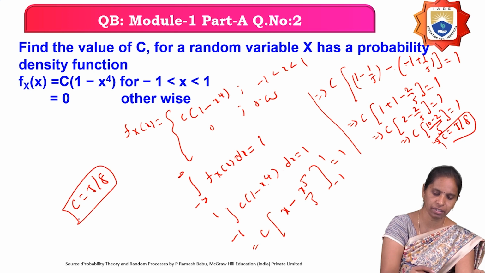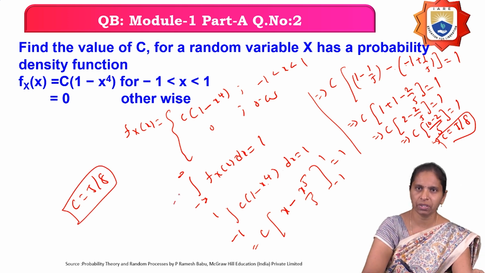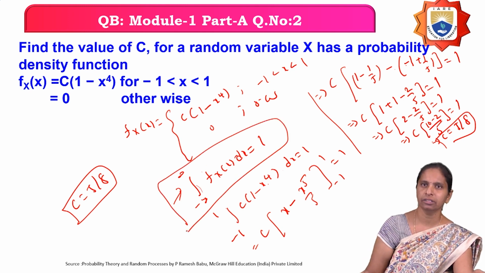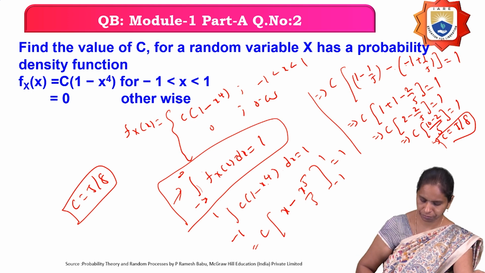Which can be calculated by using the properties of the probability density function. The area under the density function is equal to 1. This is the formula to calculate the value of c here.